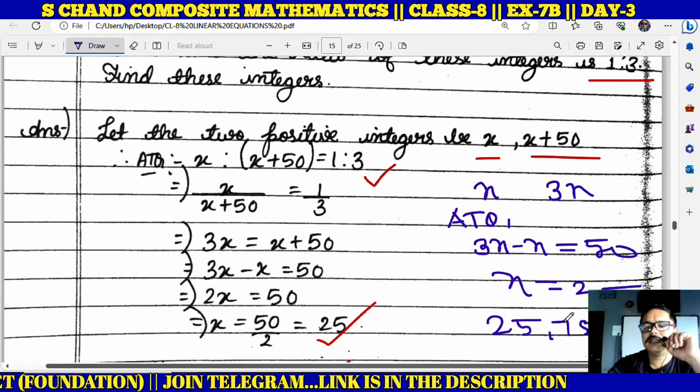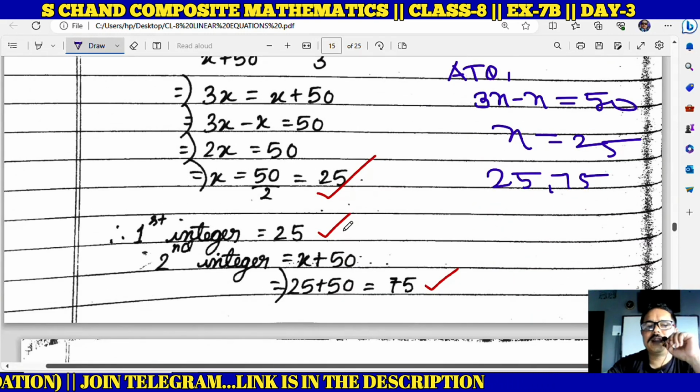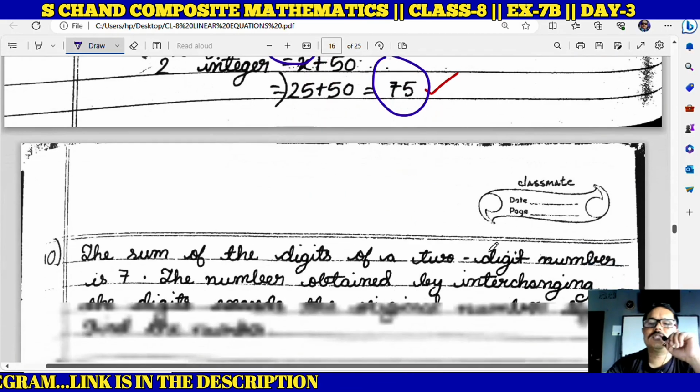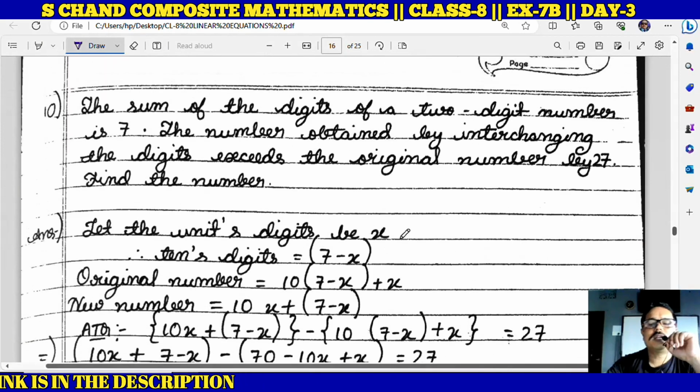So as you can see here, in both the ways you are getting the same answer, 25 and 75. So like this also you can do. Question number 10. So what is the question?